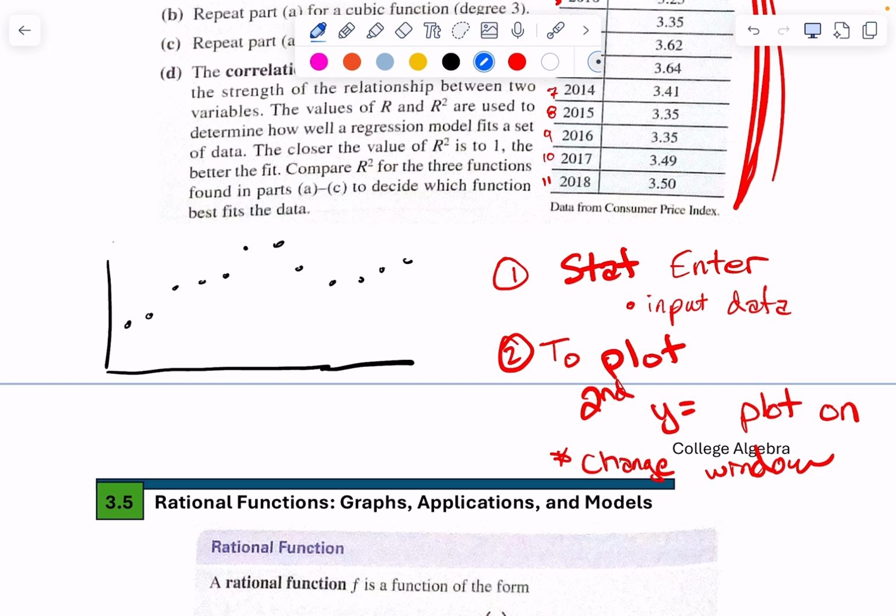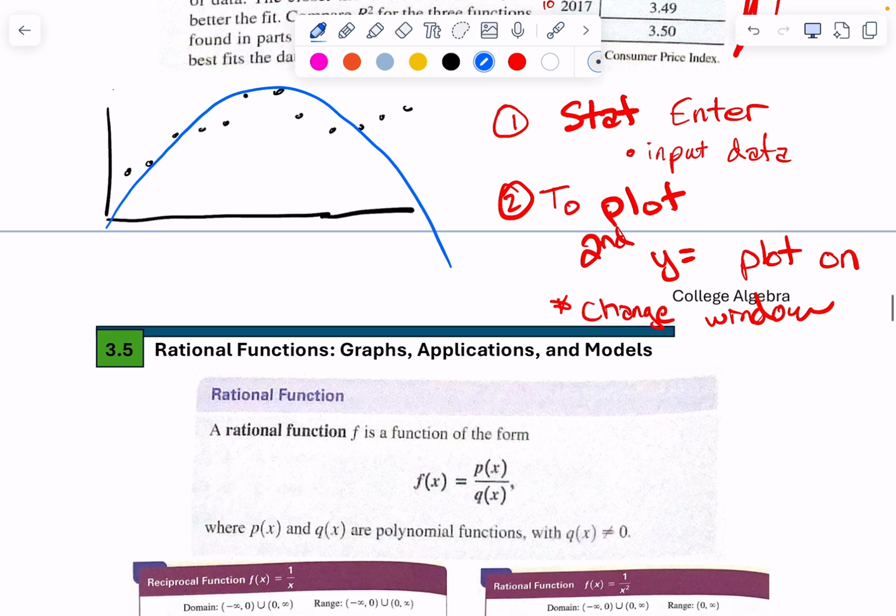I know, he's not really very parabolic at all. If they do a parabola, maybe he goes down like that. I have no idea. All right, so here's what we're going to do. To make a function, step 3, to make a function.